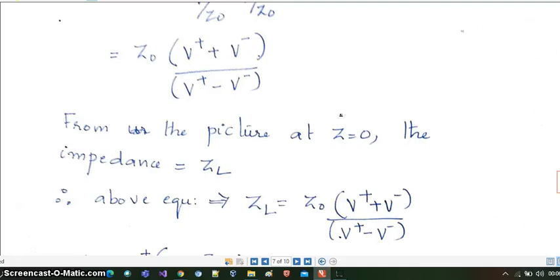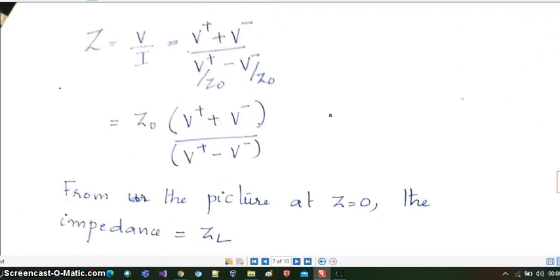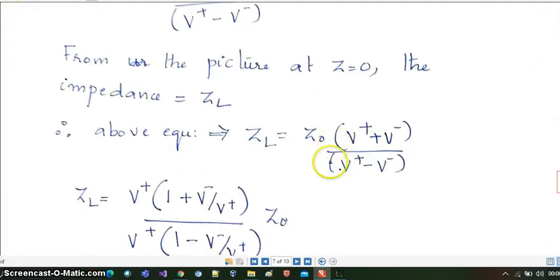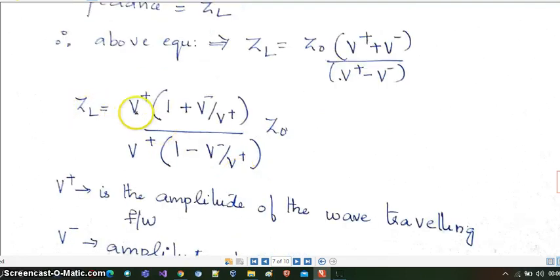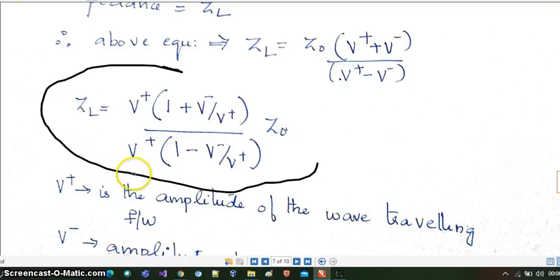So what happens to the above equation? This Z can be replaced as ZL. So again write ZL is equal to Z0 into V plus plus V minus by V plus minus V minus. So the next step, what I have done is, V plus is taken outside. So now the expression looks like this.